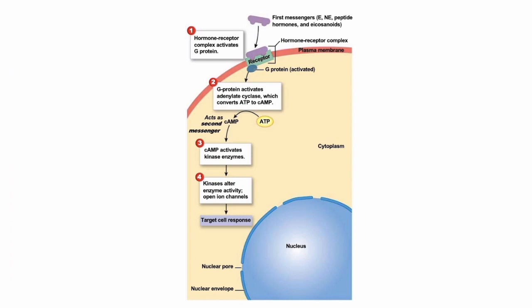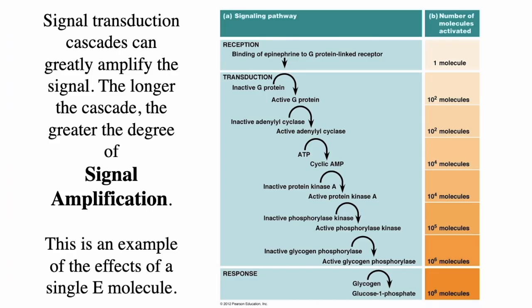With every step, the effects of the hormone are magnified. And so the phenomenon is referred to as a signal transduction cascade. The longer the cascade, the greater the degree of what we call signal amplification. In this example here, just one single epinephrine molecule triggers 100,000 glucose molecules to be freed from glycogen.